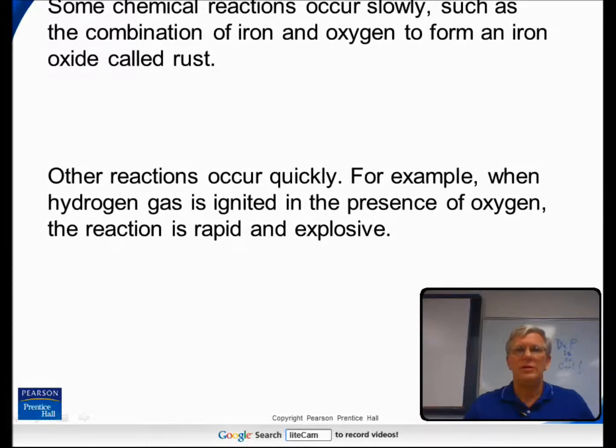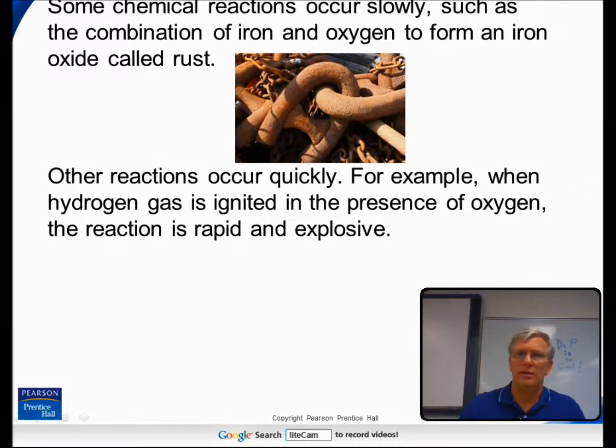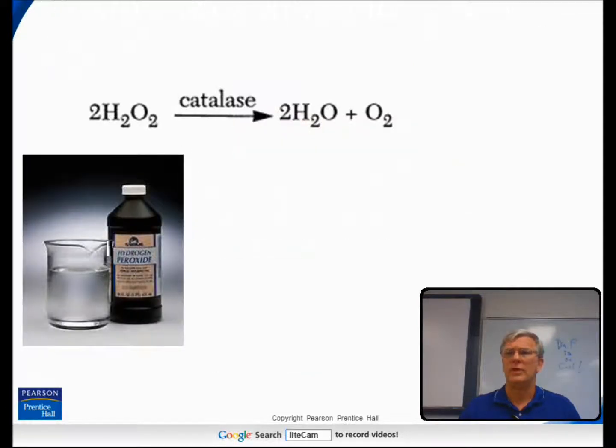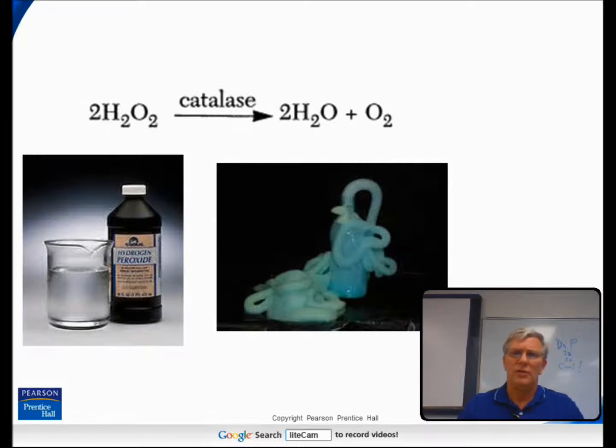Now, some chemical reactions occur very slowly, as in the case of iron rusting. And some chemical reactions naturally occur very fast, as in the case of hydrogen gas exploding in the presence of oxygen. Many chemical reactions, however, occur very slowly, but in the presence of what's known as a catalyst, they can occur very fast. If you recall from physical science, we did a demonstration with hydrogen peroxide.